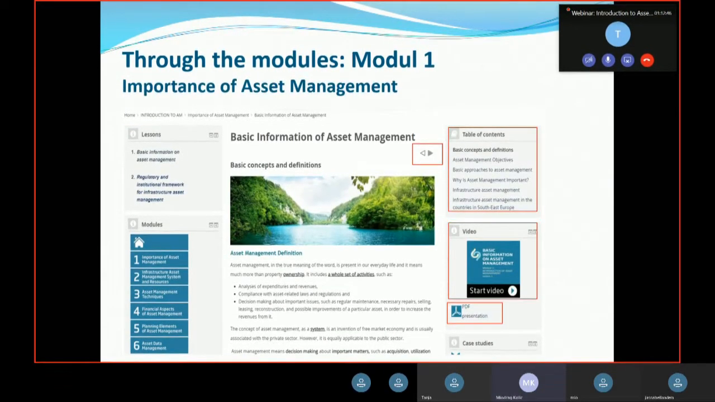When you click on the first lesson of this module, you can find the table of contents of the first lesson, and you can navigate through the content by using the left and right arrows, going back and forward. Or, if you want, you can watch a video of this content, or you can print or use the PDF presentation. Also, for all the next modules, you will have the opportunity to read the materials on the website, or to watch the video, or to download the PDF presentation.